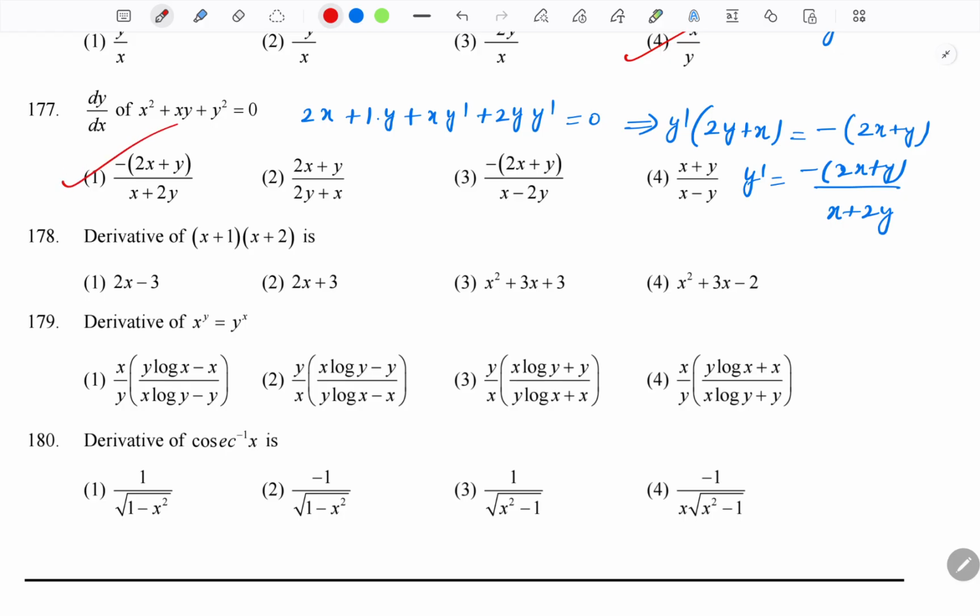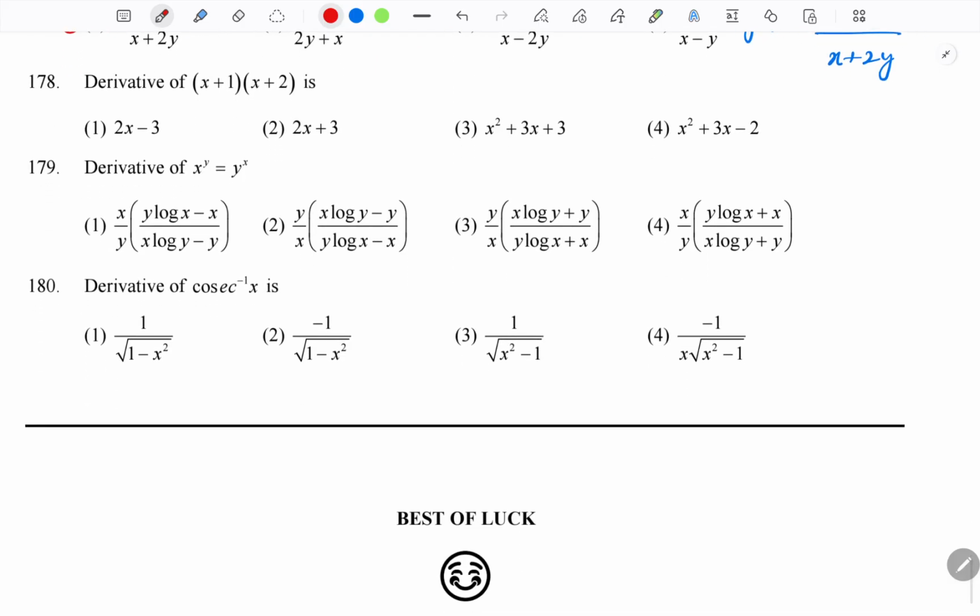Now see the next question. It's just a product, right? Say u and v. What is the derivative? u dash v plus u v dash. Very easy question. Now do the product and then tell me. u dash, derivative of x plus 1, is 1 into x plus 2, plus u times x plus 1 into v dash, x plus 2 derivative 1. Then if you add this, x plus x, 2x will come, right? And 2 plus 1, 3. So 2x plus 3 is the correct option. So it is option number 2.